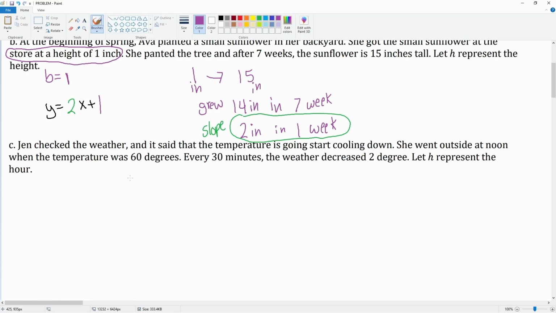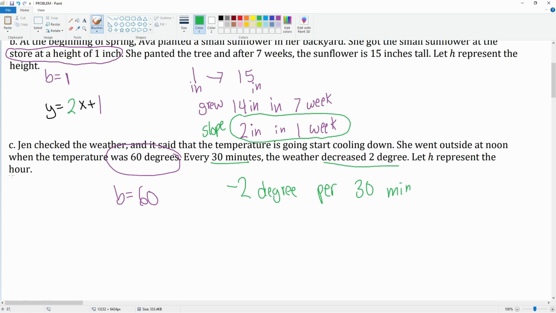Next, Jen checked the weather, and it says the temperature going outside is starting to cool. She went outside at noon when the temperature was 60 degrees. So this is your y-intercept of 60 degrees. Here it says every 30 minutes it decreases 2 degrees, so you minus 2 degrees per 30 minutes.